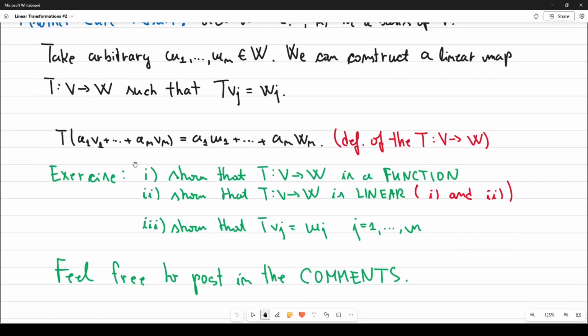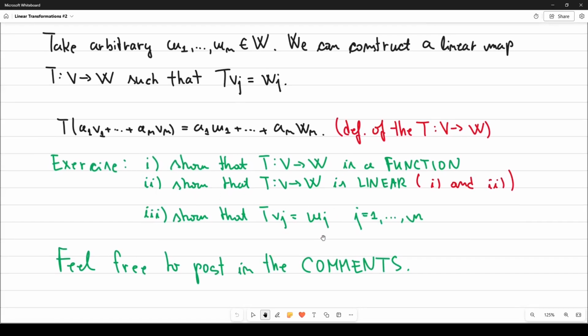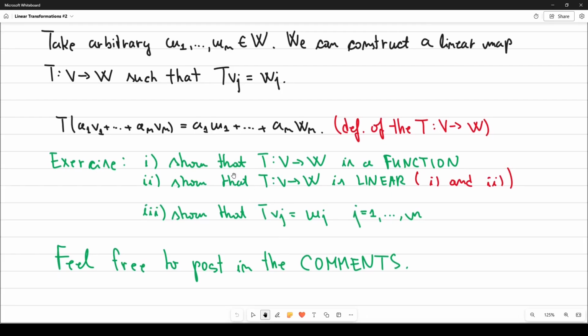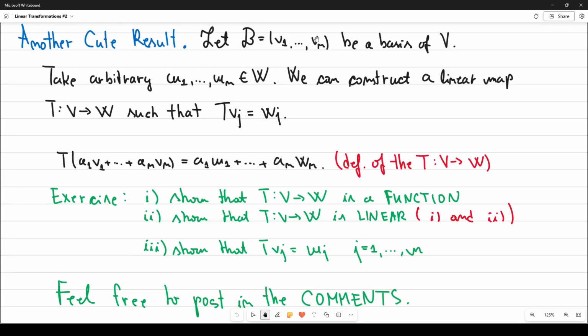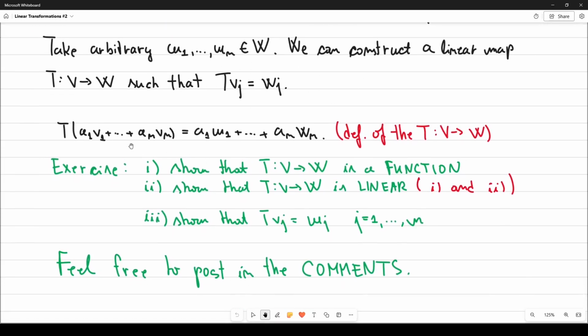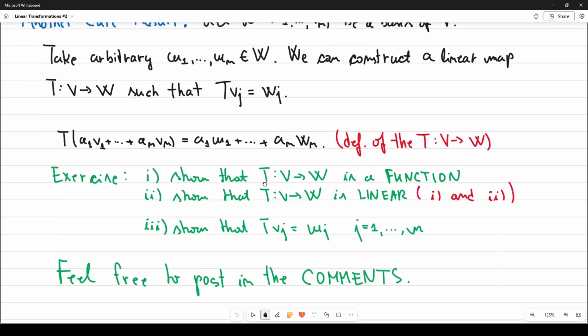And now I will leave this for you as an exercise, as any good math teacher does. I was totally not lazy. For example, show that, well, this is a claim. We're claiming that we can construct such a linear map and that it is a linear map and it does this. And I give you this definition claiming that this is the only way to do it.